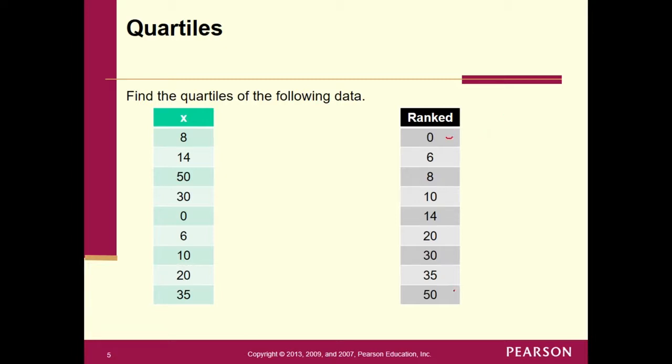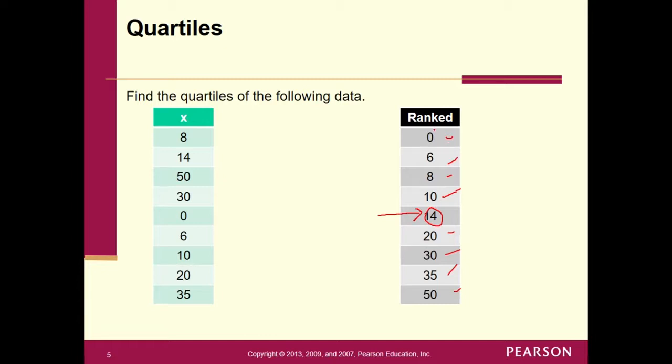Okay, so we have 0, we've got 50, so we're going to start crossing things out until we get to that middle observation. Okay, and 14. There's the median. There's Q2. All right. Now in finding Q1 and Q3, you always leave out the median. Always leave out the median when you're finding Q1 and Q3.